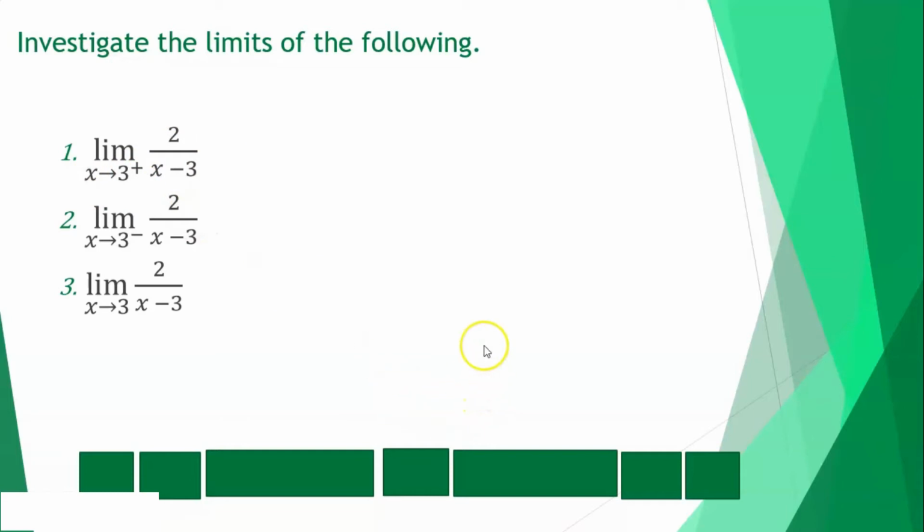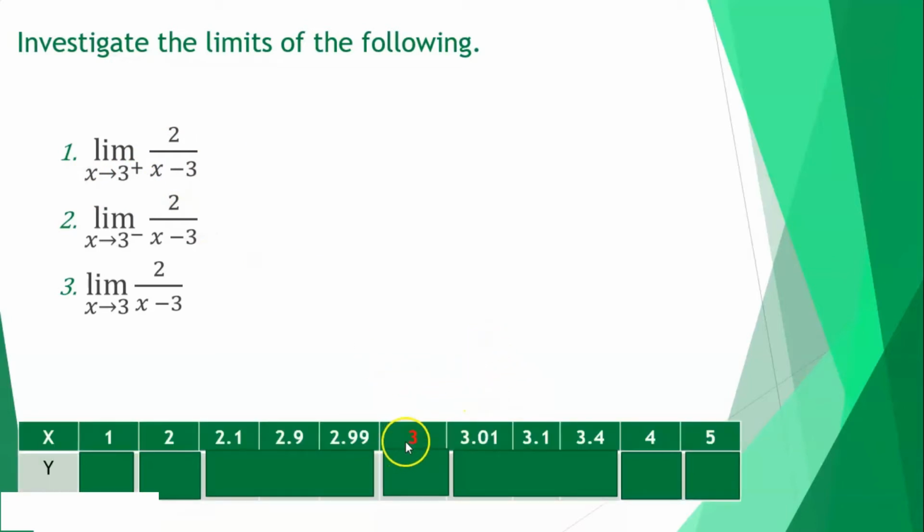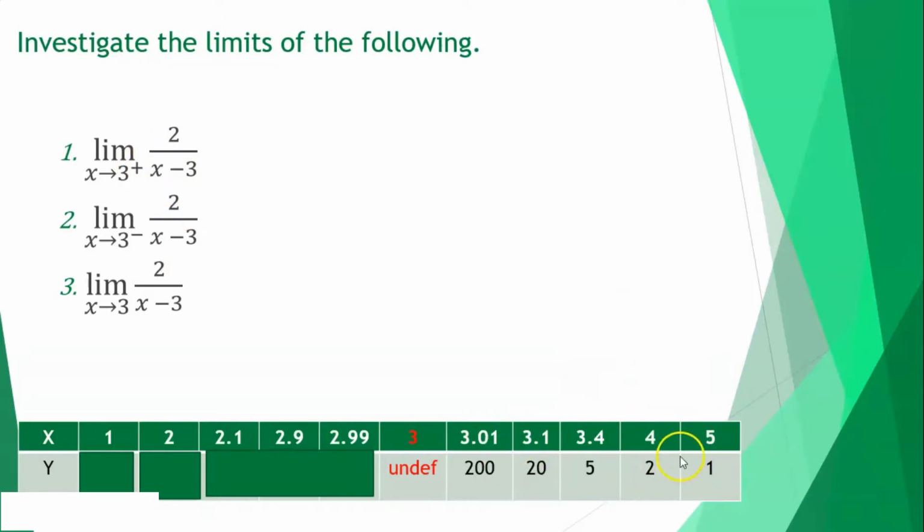from the left? Now, making use of the table of values, if our x is 3, it will become undefined. Now, if our x is 5, it will become 1 because 5 minus 3 is 2, so 2 over 2, that's 1. If our x is 4, 4 minus 3 is 1, so that would be 2. So solving for the values here, we will get this one.